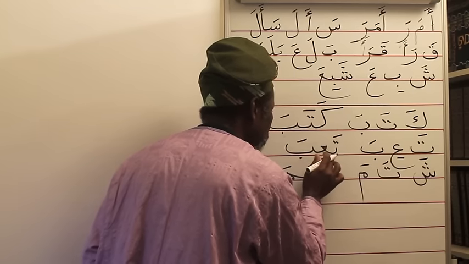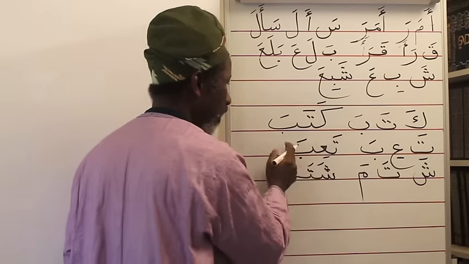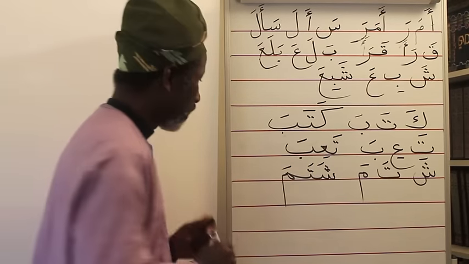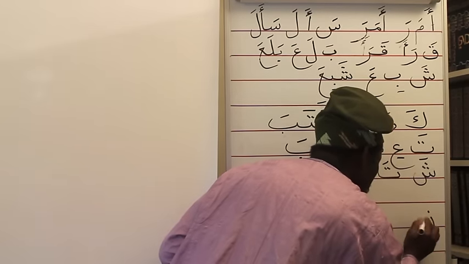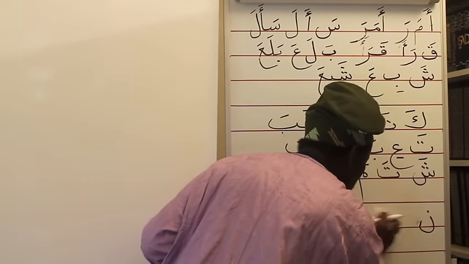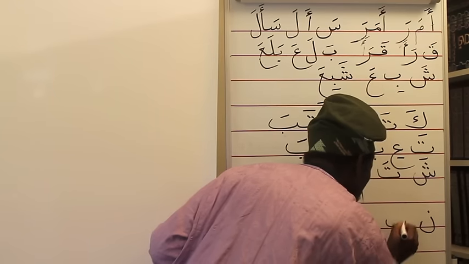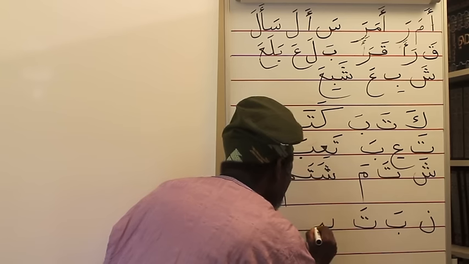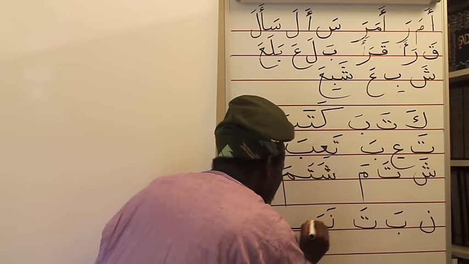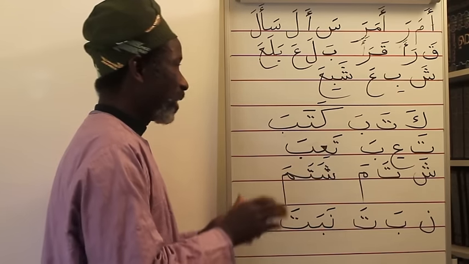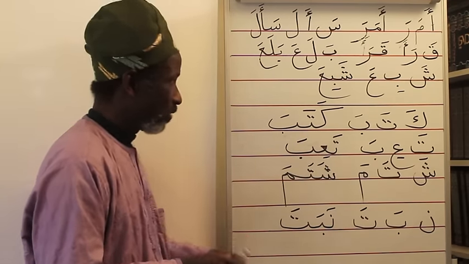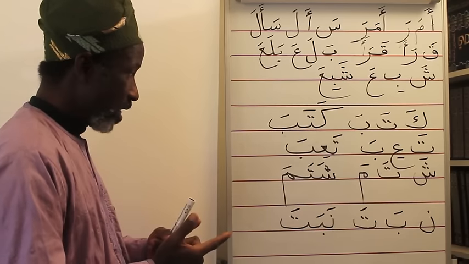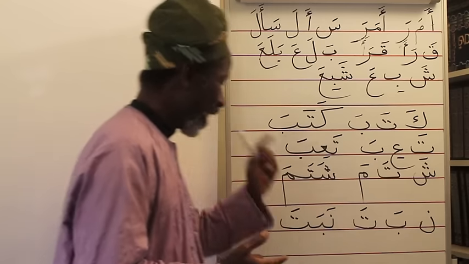Shatama. You put the dots. So, ta'iba, shatama. Now we need ta at the end, like nabata. Na, then let's formulate our ba properly, and then ta. Nabata. Join them: na, ba, ta. Nabata. So that's page 29. We have ta'iba, shatama, nabata, and that gives us the beginning for ta, the middle for ta, and the end for ta.